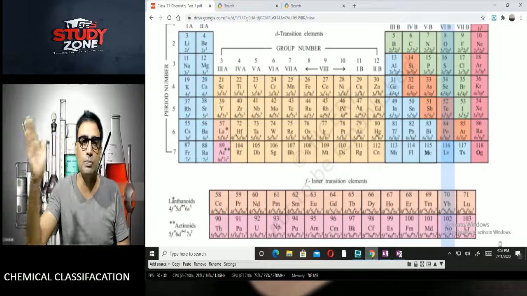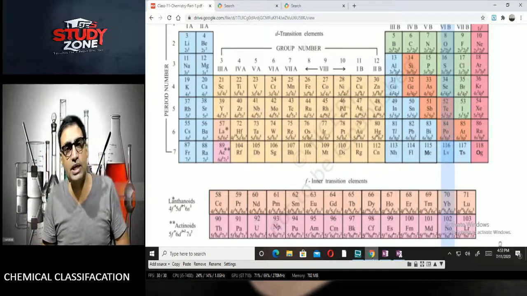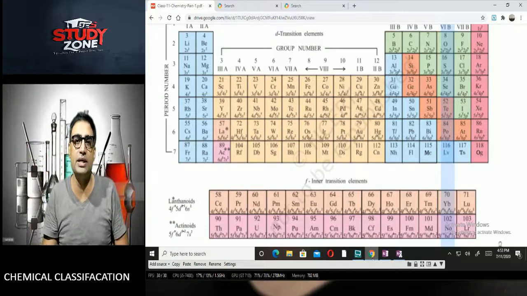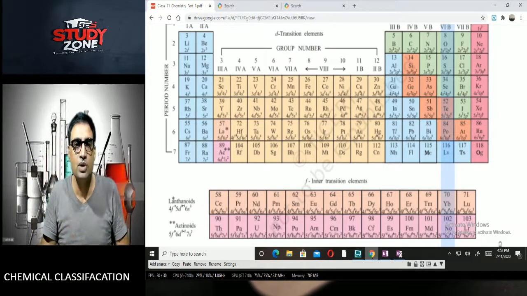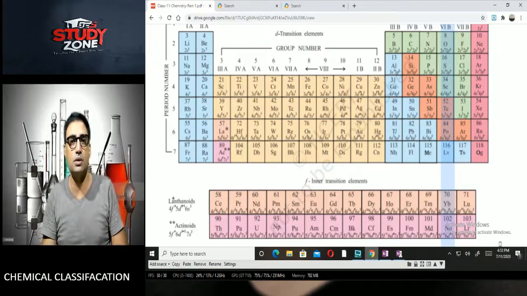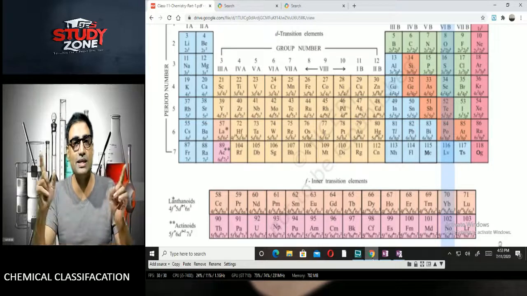If I talk about the P subshell, it can accommodate a maximum of 6 electrons. That's why the P block is divided into 6 vertical columns. They are groups, so it will have 6 groups. If I talk about the D block, the D subshell can accommodate a maximum of 10 electrons. That's why the D block has 10 elements.